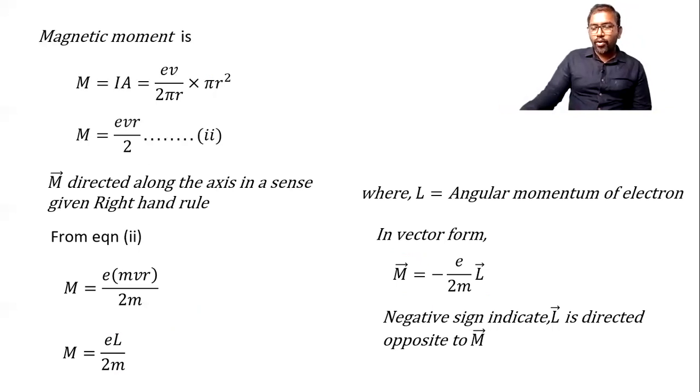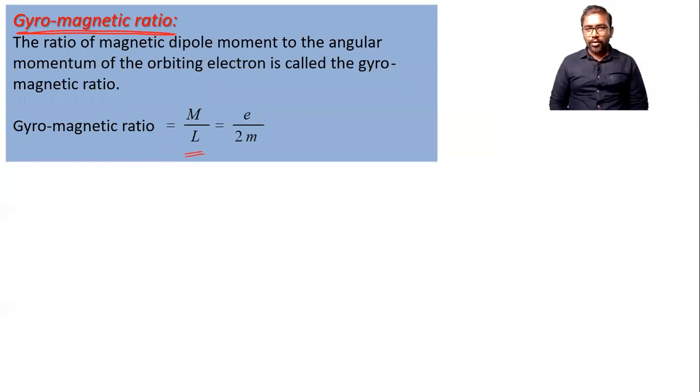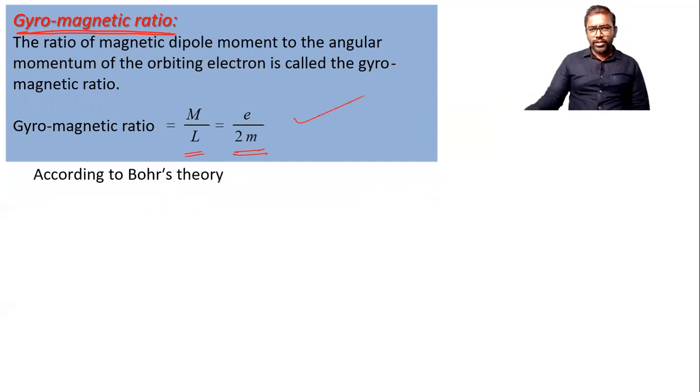Let's see more detail about the gyromagnetic ratio. What is the gyromagnetic ratio? The next article is the gyromagnetic ratio. The gyromagnetic ratio is the ratio of M and L, where M is the magnetic dipole moment and L is the angular momentum. The ratio of the magnetic dipole moment to the angular momentum of a revolving electron is called the gyromagnetic ratio, and it is given by the formula e upon 2m. The question was already asked in board exams: define gyromagnetic ratio, or what is the gyromagnetic ratio. You have to write up to this. Then, by Bohr's theory, let me modify this formula.